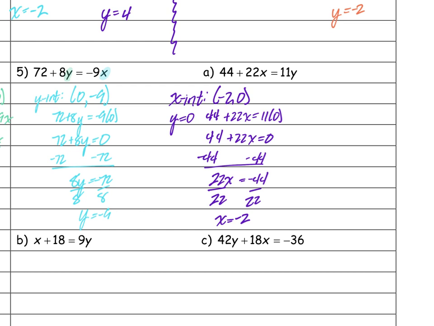Thanks, Yahweh. So the x-intercept is (-2, 0). Now find my y-intercept. I'm going to set x equal to 0. So in my equation, I get 44 plus 22 times 0 equals 11y. So that becomes 44 equals 11y. Divide by 11, and y equals 4. So it's (0, 4).